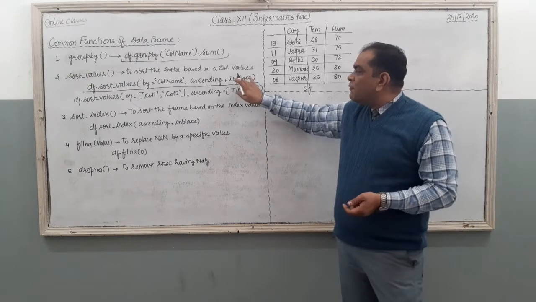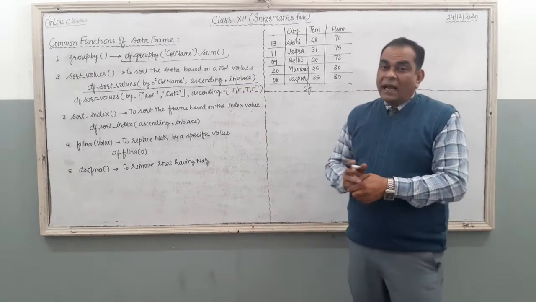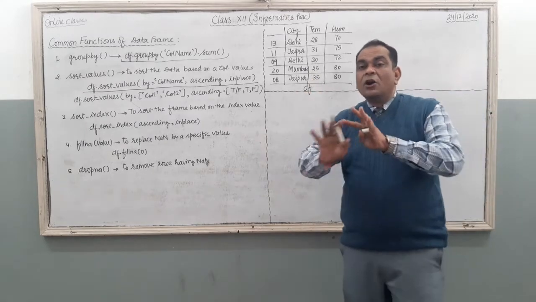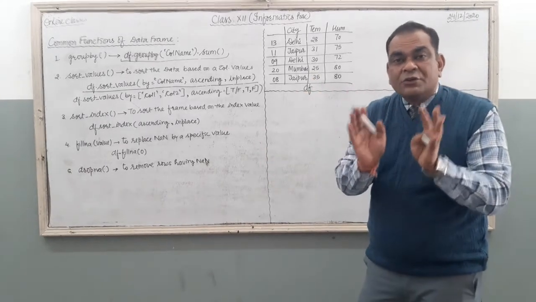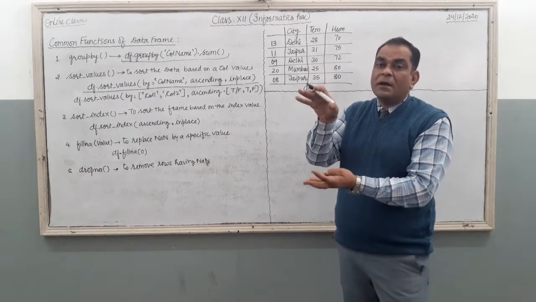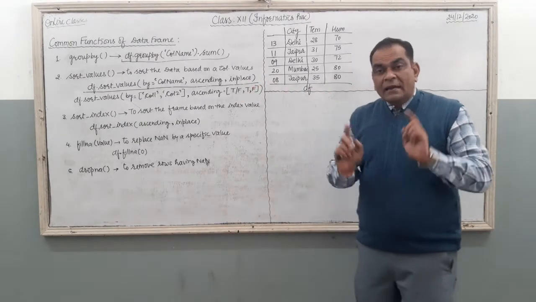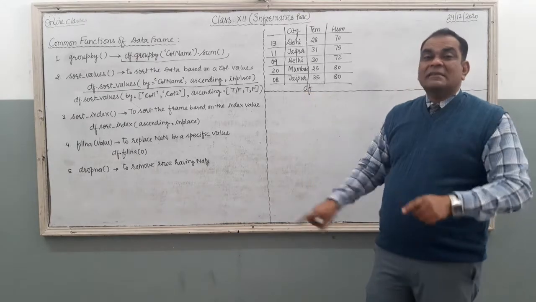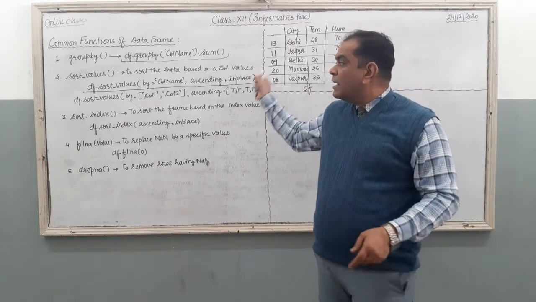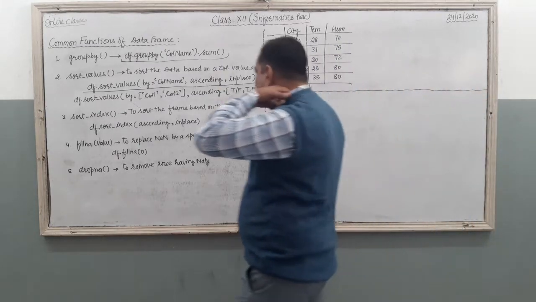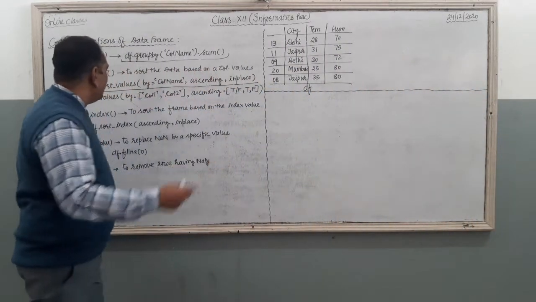In place, by default the value is false. It means if you sort a data frame, the changes are not reflected in the actual data frame. It is for viewing purposes only. And if you put inplace equal to true, it means the actual data frame has changed according to your sorting sequence, right? So just see the specific syntax of this sorting.